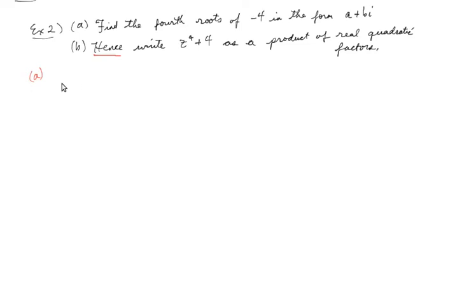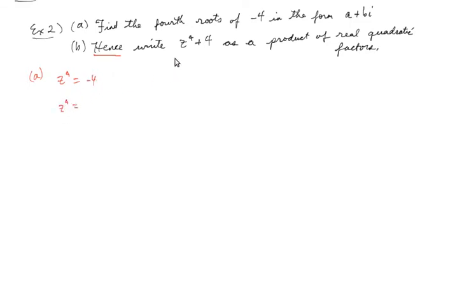Find the fourth roots of negative 4 in the form a plus bi. So that really means find z to the fourth power equal to negative 4. So we're going to do the exact same thing. We're going to get this into cis form, so we're going to use the nth roots method. We could use the factorization method, but let's just keep practicing the nth roots method because that one always works.